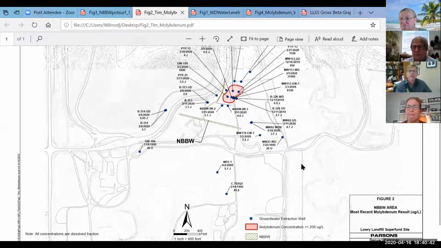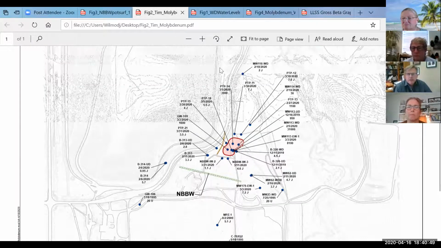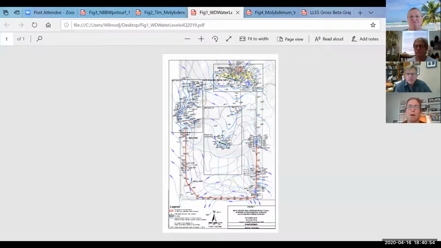Okay, and the next question on that figure is, it's my understanding you have pretty limited Molly data. So is there other areas of the site where you're collecting the data?